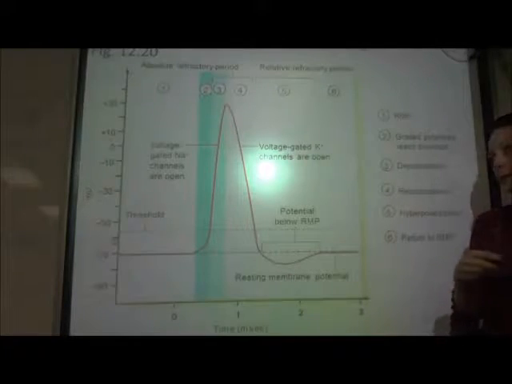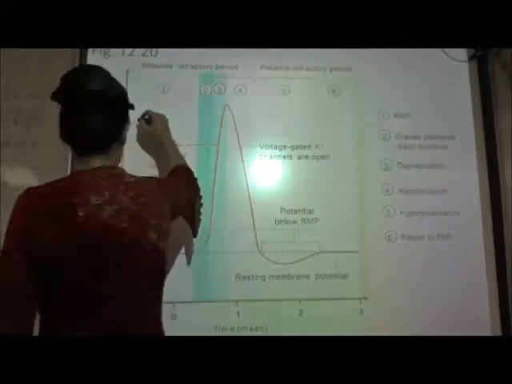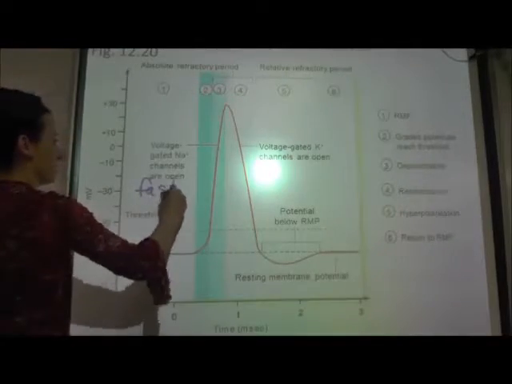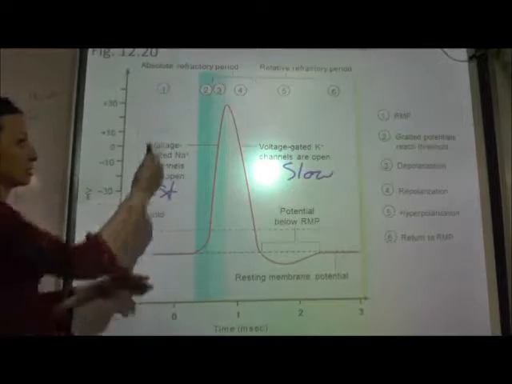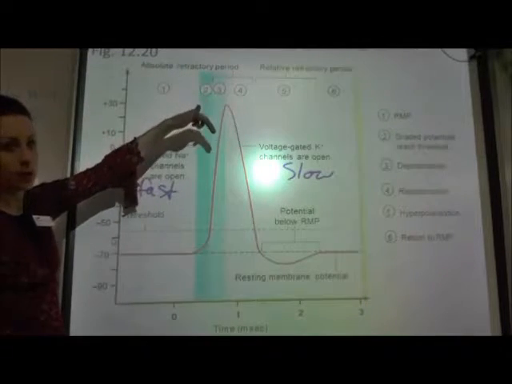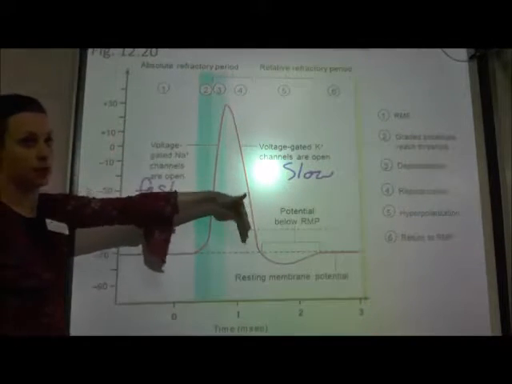So it's exactly like we talked about before. These voltage-gated sodium channels are fast. The voltage-gated potassium channels are slow. And you can see that. The depolarization is really quick and steep. Repolarization is not so steep a curve. It's happening slower.